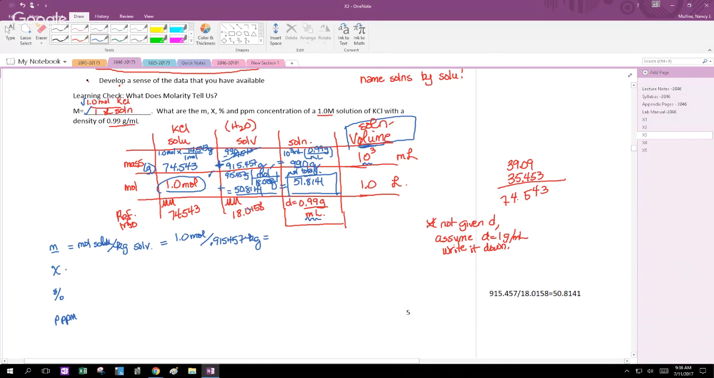I'm just going to set these up here. Now with mole fraction, we can set it up based on anything. If I based it on KCl, then I'm going to label it that way. If I base it on my solute, moles of solute that I have are 1.0. My total moles is 51.8141. So mole fraction is going to be a fractional number. It's going to be a decimal always.